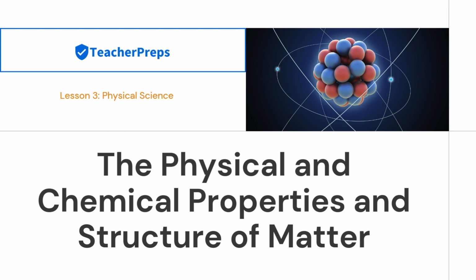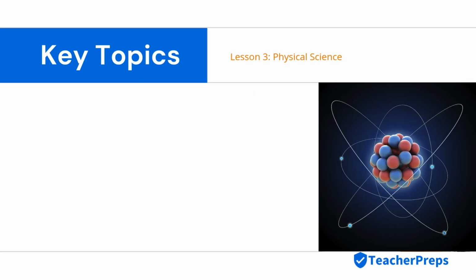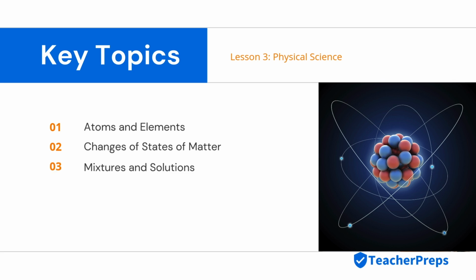We'll start lesson 3 with our study guide chapter titled The Physical and Chemical Properties and Structure of Matter. Let's begin. The key topics taught in this lesson that you'll want to pay particularly close attention to are the following. First and foremost, we have atoms and elements. Then we'll move on to changes of state and matter. Then we have mixtures and solutions. All right, let's kick this lesson into gear and begin.